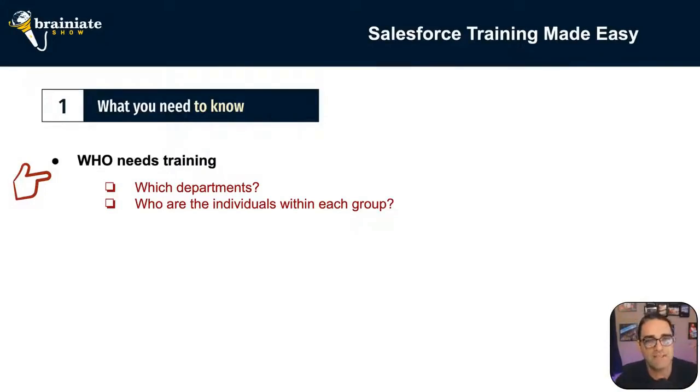When asking within the organization who needs the training, you need to get granular, as in which departments. Is it everyone in sales? Is it all Salesforce users? Is it all Salesforce users, including the executives? Or is it just the people who are doing prospecting within the organization? Or is it only the people who are doing customer support? And even within those groups, departments, divisions, business units, whatever you want to call them, we need to also identify specifically which individuals are in that group or multiple groups that need to get trained. So the first thing you need to know is who needs to get trained.